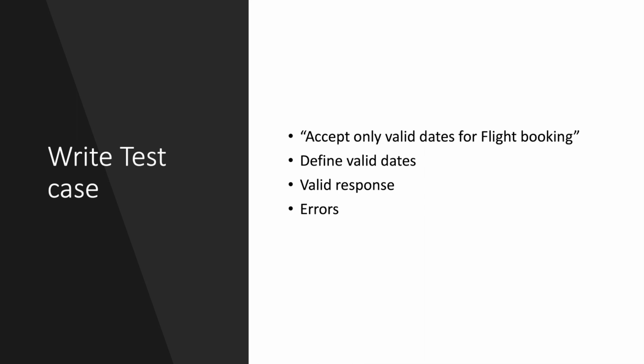Other errors could be that sometimes the server failed, or the user hit the submit button two times, so it already got booked. Those kinds of things also should be taken care of. You can define in your test case what should happen. So this is how you can write your test cases for API testing.